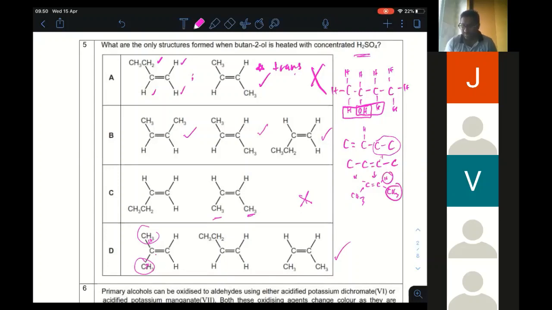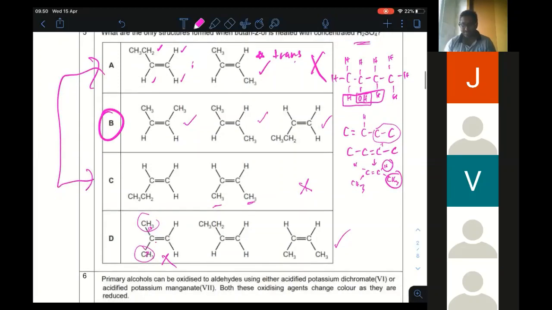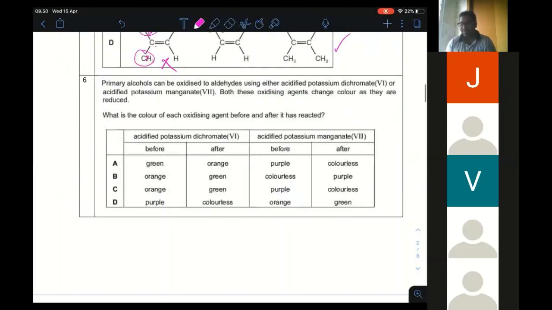So definitely this will not be the answer. So the best answer is going to be B. Most of the time, the students will get confused. They will choose either A or C. Just be careful. Now for 6, this one is very easy.